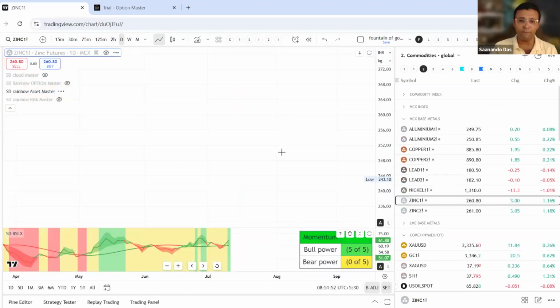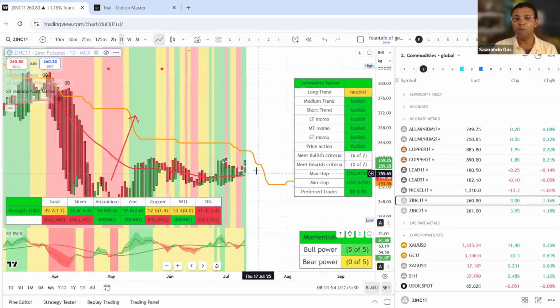I would love to take exposure via exchange traded funds, and it is looking promising, the breakouts, but a lot of resistance. Lots and lots of resistance plus uncertainty because I don't know what Trump will speak out. But as the structure is bullish, I need to play this, so I'll prefer to play the whole base metal ETF as well as the copper ETF.